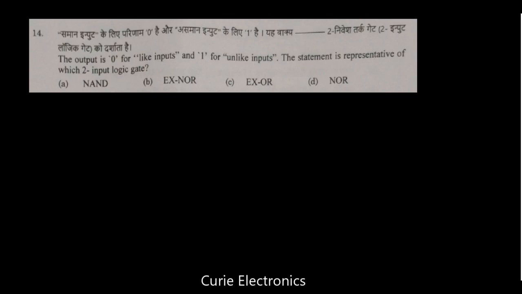The output is 0 for like inputs and 1 for unlike inputs. This statement is representative of which two input logic gate? This is easy, so we'll write the truth table for a 2 input gate: 0 0, 0 1, 1 0, 1 1. Now what is it saying? The output is 0 for like inputs, so like inputs means 0 0 or 1 1, and for unlike inputs the output is 1. So this is for which gate? It is the XOR gate truth table. When inputs are different, output is high.